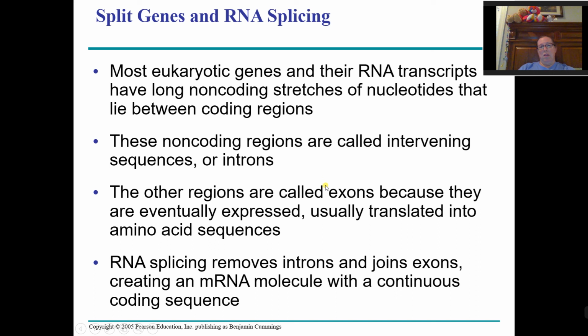Okay, so the splicing, and you have introns and exons. Exons are your coding region. Those are the ones that are going to eventually be expressed. The introns get spliced out. They get removed, and then the exons get joined together. So those are two words that you need to know the meaning of.